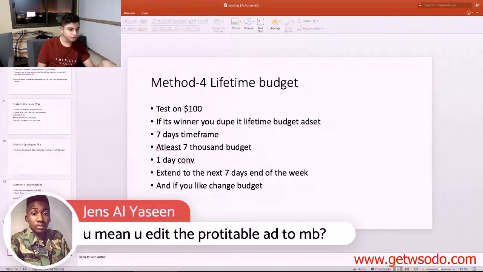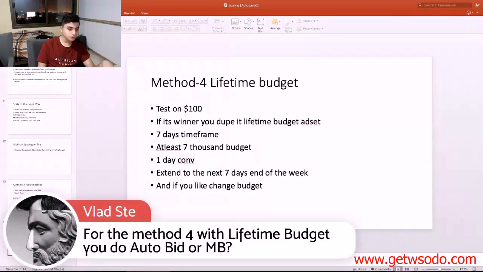You mean you edit the profitable ad to manual bidding? Yes, I do that. For method 4, lifetime budget, do you do auto bid or manual bid? I said I do auto bid 100%, no manual for lifetime budget.